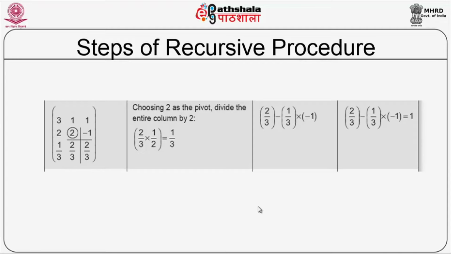Now you can see very well that the recursive procedure is invoked again. Now 2 is taken as the pivot element. Recollect what we did in the previous step: divide the entire column by this pivotal element. We have only one element in that column, which is divided by 2 to give 1 by 3. Now A22 is going to be only one element, 2 by 3. The update is 2 by 3 minus 1 by 3 multiplied by the only element in the second quadrant, which is minus 1. After performing all these operations, we get 1.